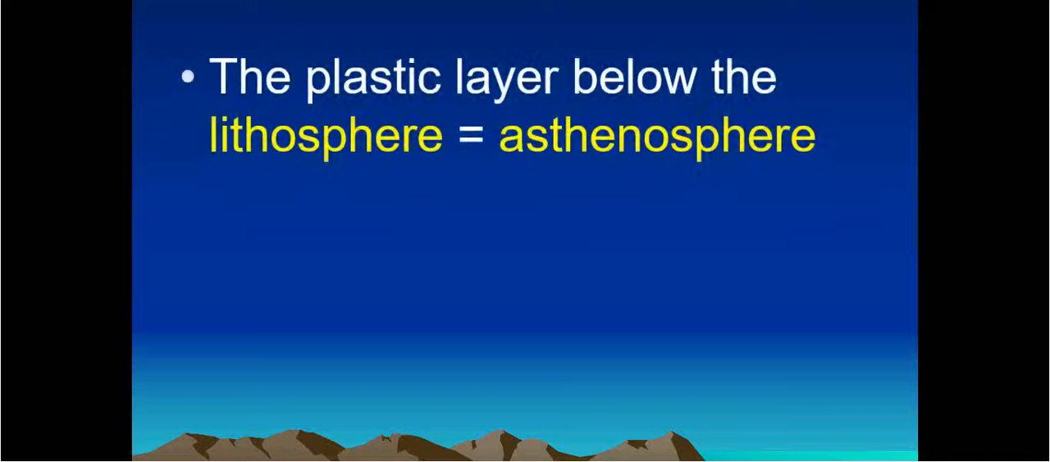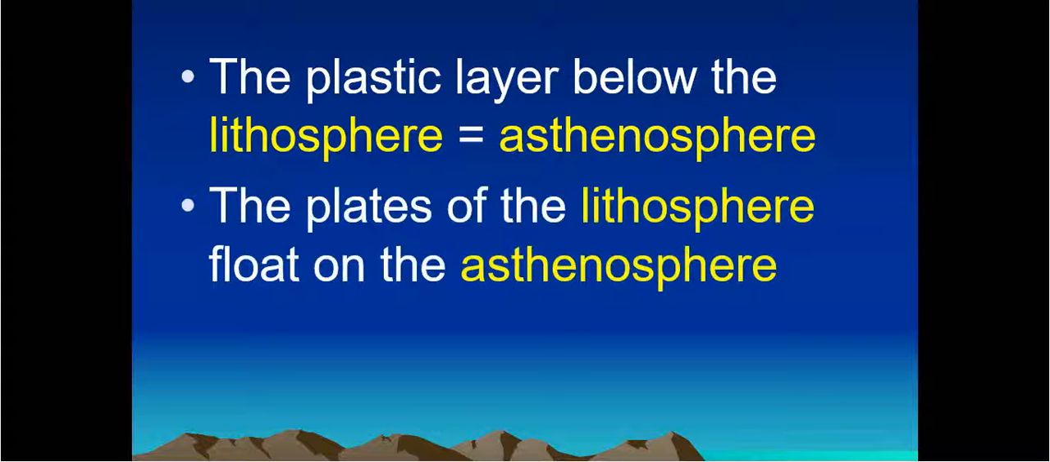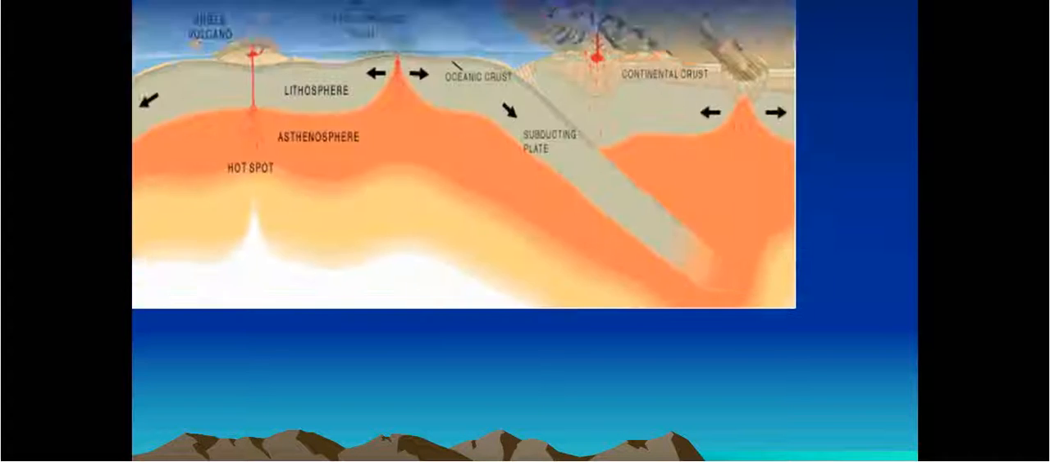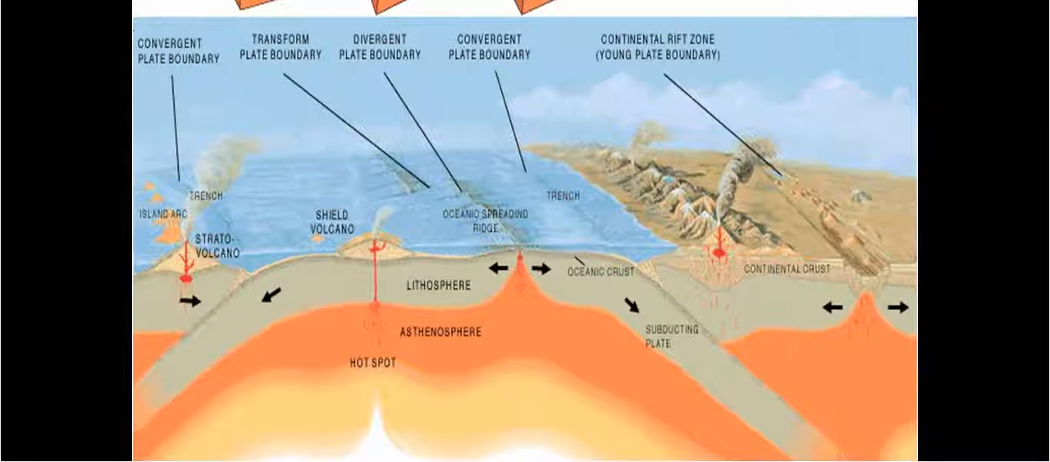What is the asthenosphere? The layer below the lithosphere is known as the asthenosphere. The asthenosphere has a higher density compared to the lithosphere, and that is why the plates of the lithosphere always float on the surface of the asthenosphere. Now here we can see that there are different types of plate boundaries and they have different functions. We will discuss them one by one in coming slides.